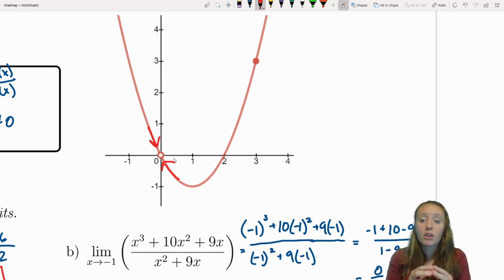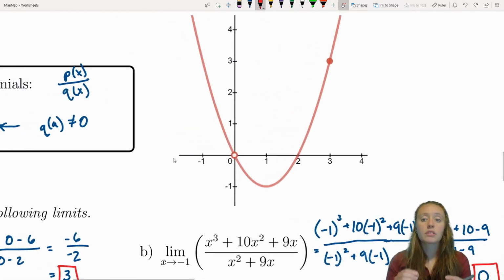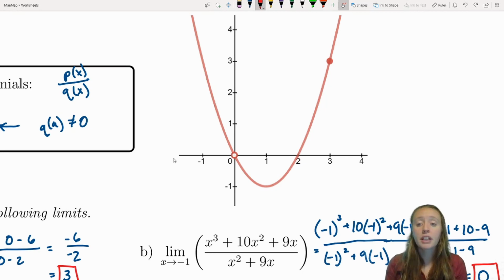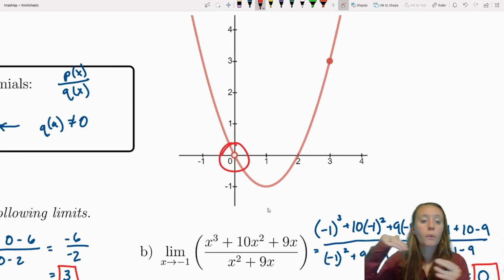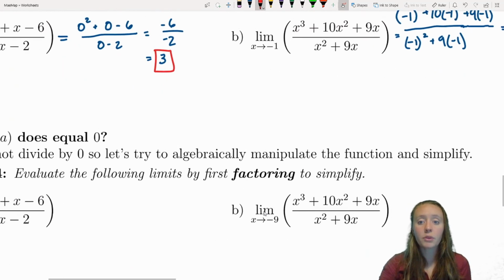So let's talk about how this happens. How do we get a hole in that function? Well, that happens when our denominator, q of a, equals 0, and we can simplify and still solve. You'll learn in a later example that sometimes there's just no way to simplify down or manipulate this algebraically to solve for the limit. However, if q of a does equal 0, we could potentially have a hole in our function where the limit still exists. And let's talk about how to evaluate that.